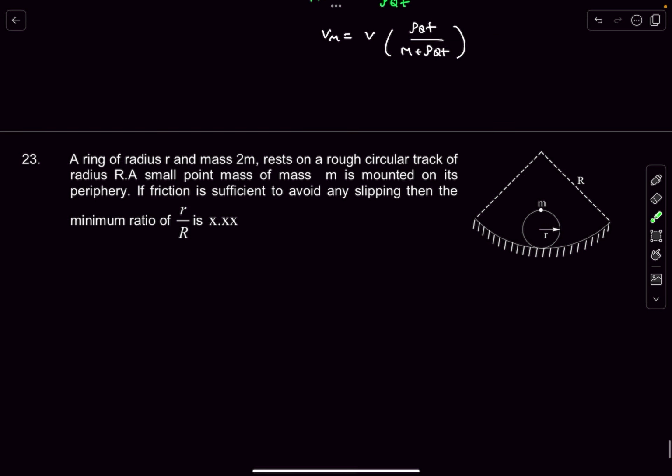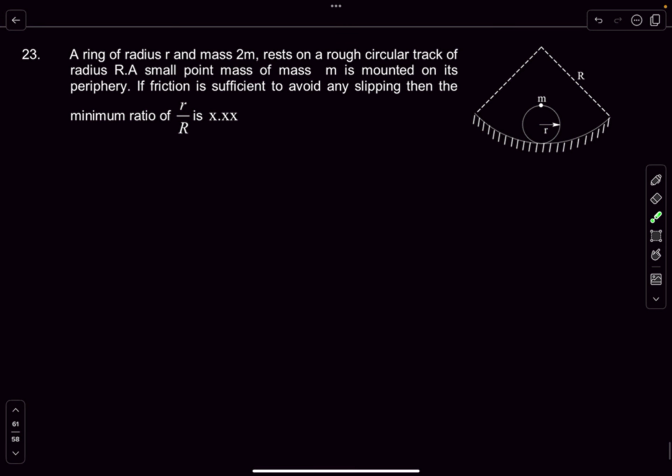Okay, so this is problem number 2, and here we have a ring whose radius is small r. So this is the ring, and its mass is 2m. It rests on a rough circular track of radius capital R. A small point mass of mass small m is mounted on its periphery. If friction is sufficient to avoid any slipping, then the minimum ratio of small r by capital R.